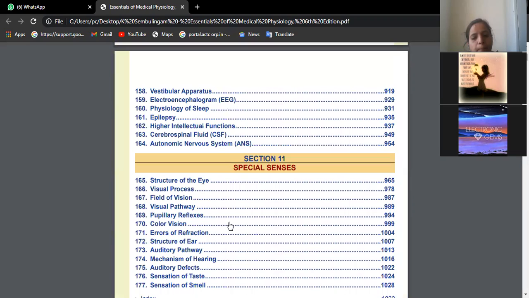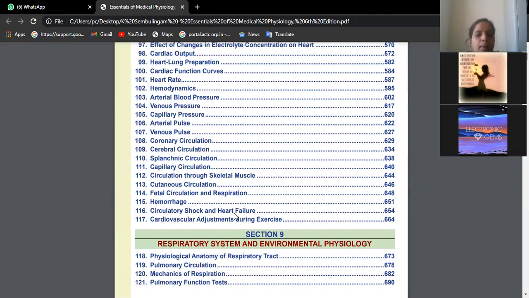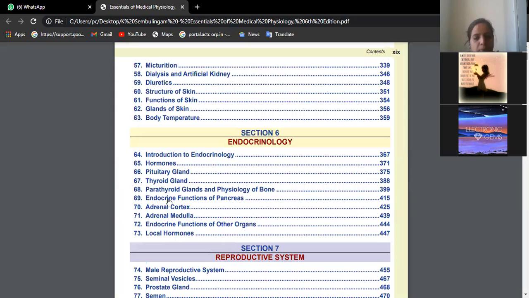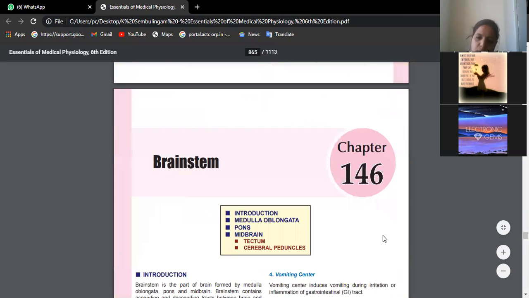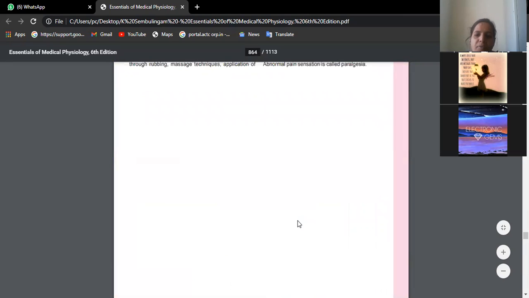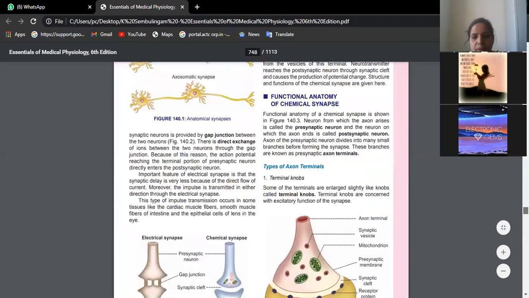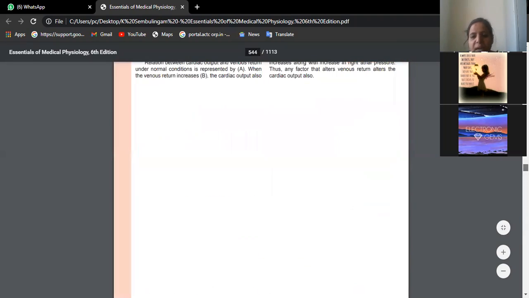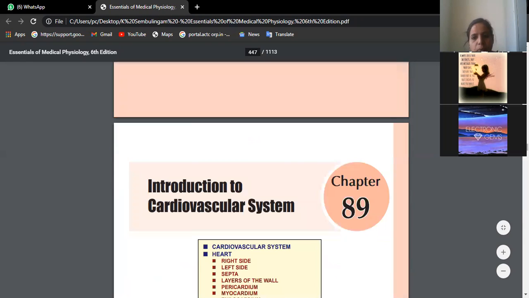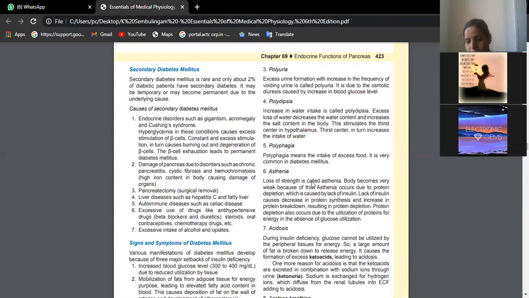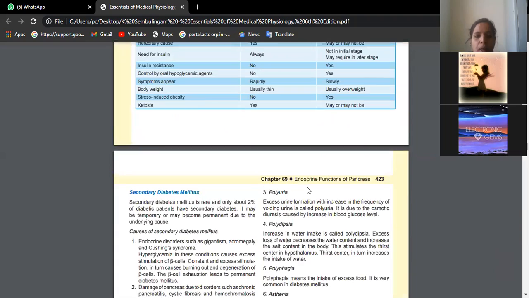Alpha cells of pancreas secrete glucagon. Beta cells, insulin. Then any other cells we have? Any other cells also do we have? No, no. In general, pancreatic islets of Langerhans I'm asking. The alpha cells secrete glucagon, beta cells secrete insulin. Any other cells I'm asking?